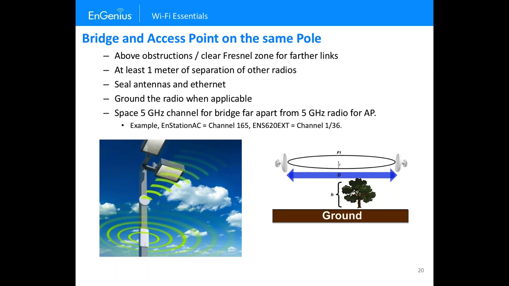Okay, yeah, the frequencies I wanted to cover. In this example, the EnStation AC is set at channel 165. The ENS620 EXT in access point mode is set to channel 1 on 2.4 and channel 36 on 5 gigahertz. So this would be a recommended application design. This is the preferred way. You can get away with having dual band devices, with the 5 gigahertz radio as a backhaul as well. It's either or.